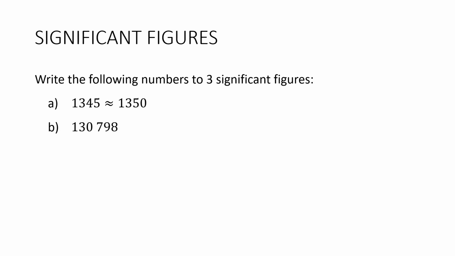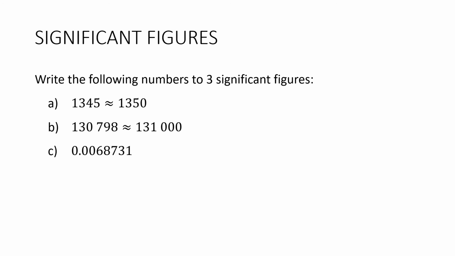How about this one? We want to keep the 1, the 3 and the 0. Look at the next digit, 7. Too big, so we're going to round up. So that 7 is going to round this up to 1, or 798 is going to become 1,000. Either way, it's approximately equal to 131,000.